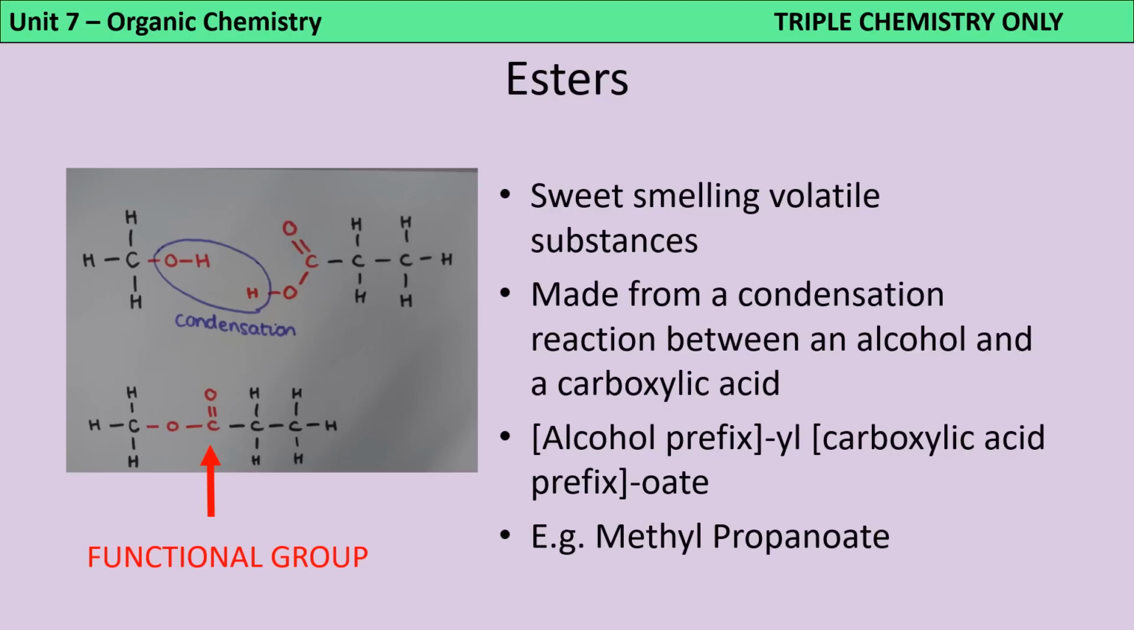Esters are sweet-smelling volatile substances, which means that they evaporate easily, so they're used as perfumes and also as flavourings. They're made from a condensation reaction between an alcohol and a carboxylic acid, and if you know the name of the reactants that they were made from, then you can name the ester. You take the prefix of the alcohol and put -yl on the end, and then the prefix of the carboxylic acid and put -oate on the end.